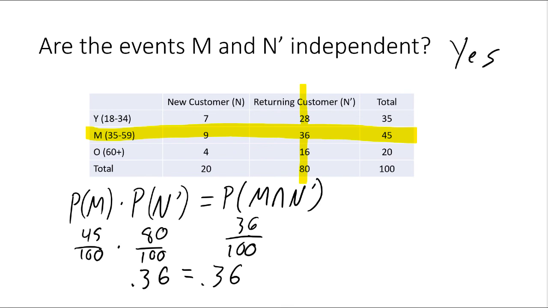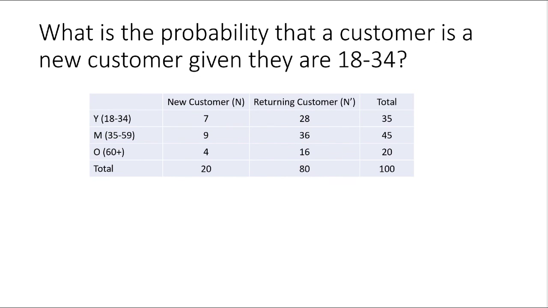Those events are independent, which means that returning customers are just as likely to be in any age group, and vice versa. People in any age group are just as likely to be returning customers as new customers. All right, now let's step backwards real quick. We can also use tables like this to calculate conditional probabilities. So let's do that. Let's use the same table where we have our new customers and returning customers to find the probability that a customer is a new customer given they are 18 to 34.